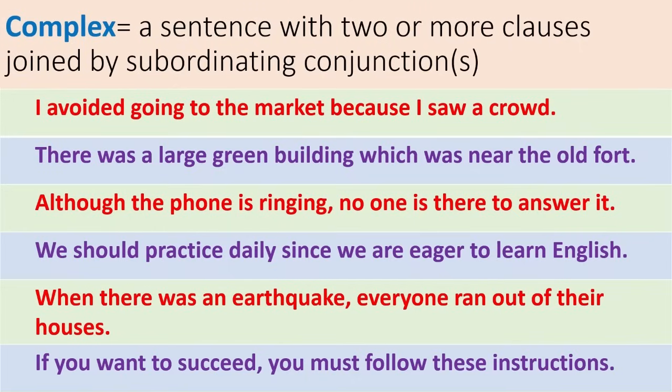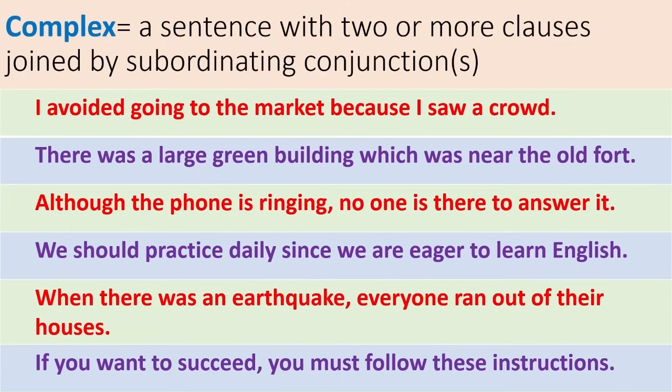Although the phone is ringing, no one is there to answer it. Although is the conjunction. The phone is ringing, one clause; no one is there to answer it, second clause. Two verbs, is ringing and is. We should practice daily since we are eager to learn English. So, two clauses: we should practice daily, we are eager to learn English. The conjunction is since, and we have verbs. Should practice is one verb, are is the other verb.